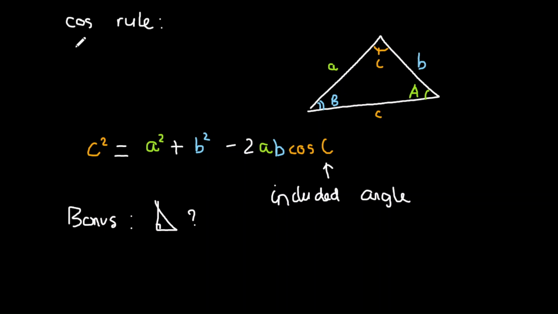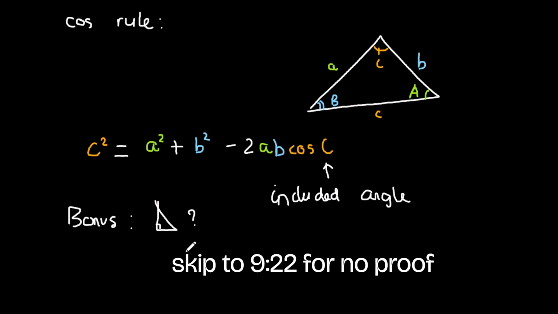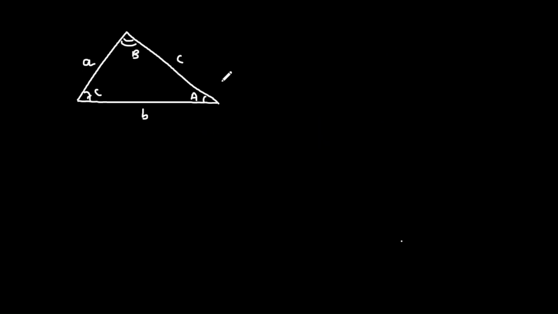Again, I am going to prove the cos rule. You can skip the video if you don't have enough time. We have a triangle, and I'm going to draw an altitude on this triangle. Let's call it h. Now I will call this segment d, and this part here, e.